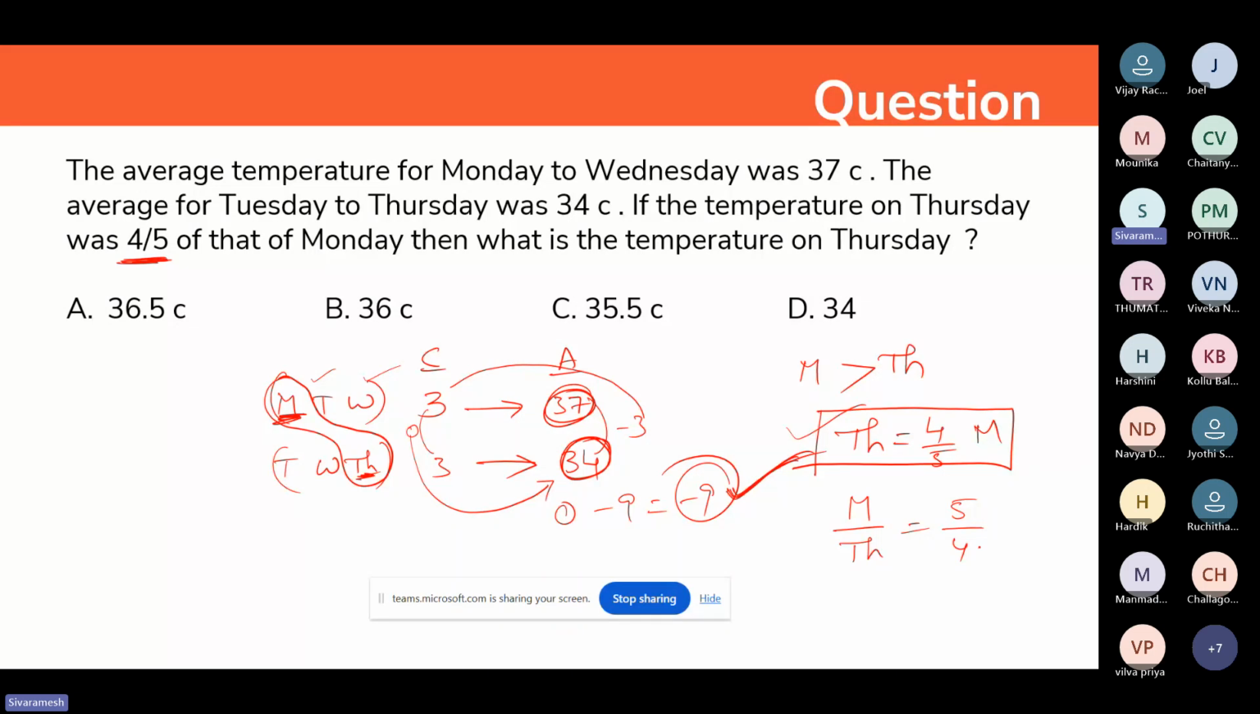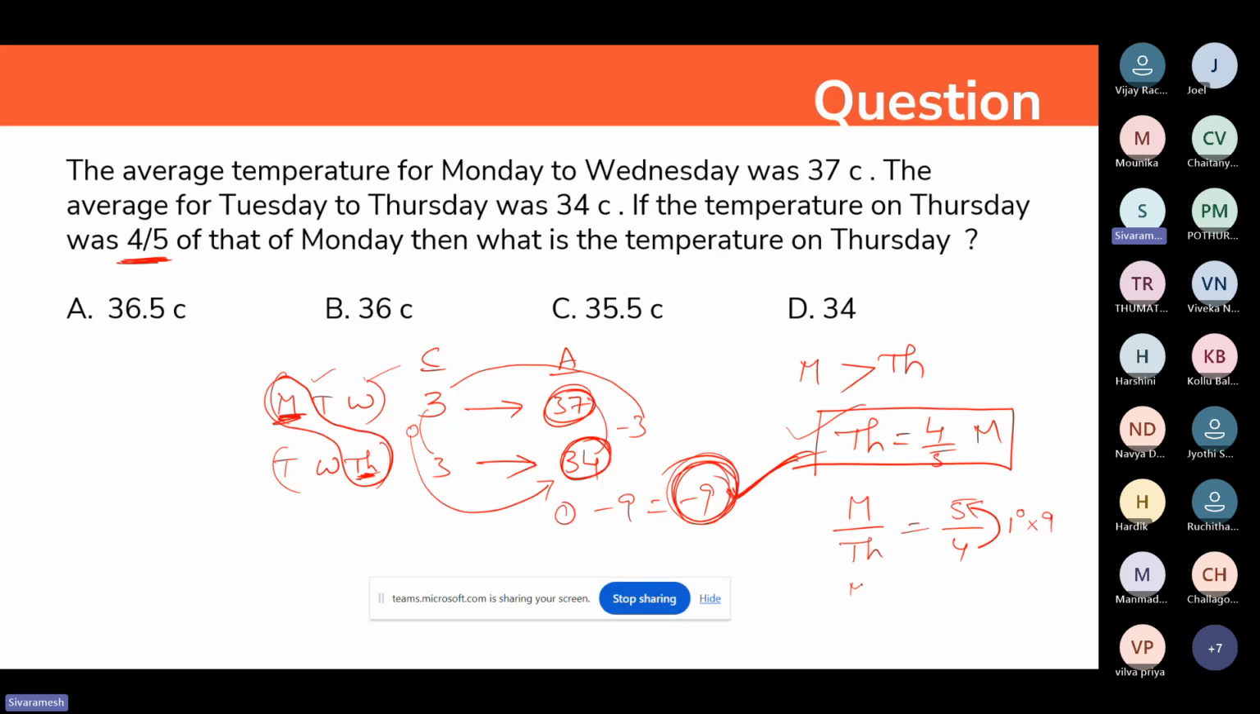Here we can observe that Monday temperature is greater than Thursday temperature, because Monday temperature is 5 parts, Thursday temperature is 4 parts. How much more is Monday temperature? If you consider it as degrees, I can say that Monday temperature is 1 degree greater than Thursday temperature. Now, according to our shortcut, Monday temperature should be 9 degrees greater than Thursday temperature. If you want to make this 1 degree into 9, just multiply with 9.